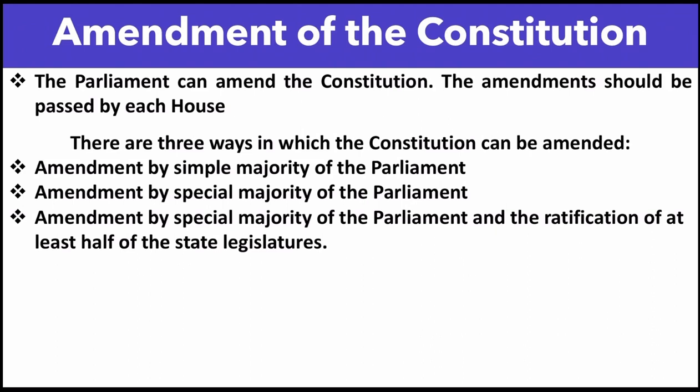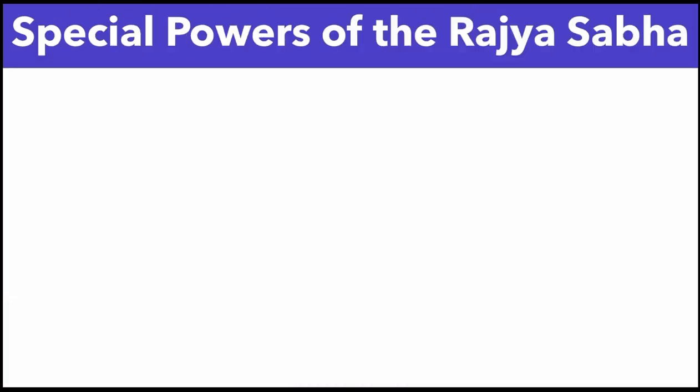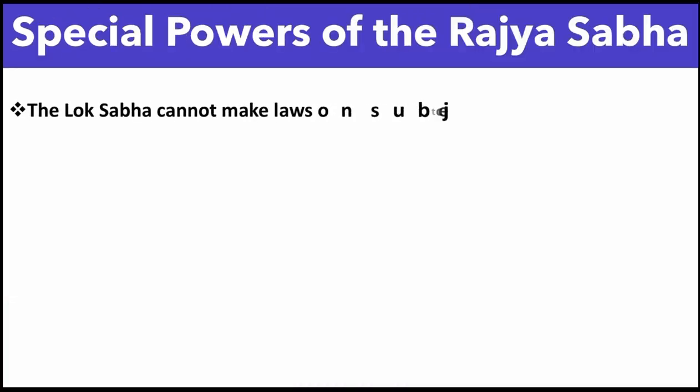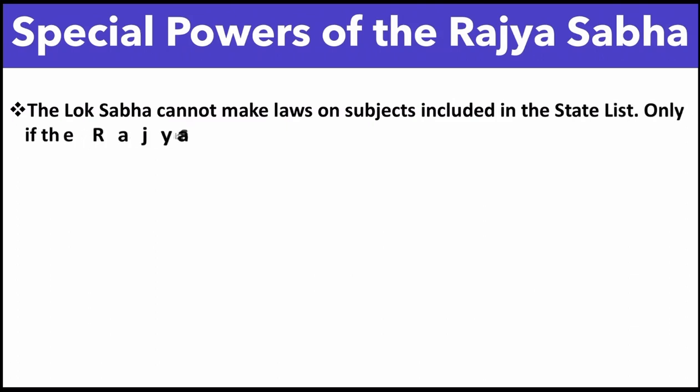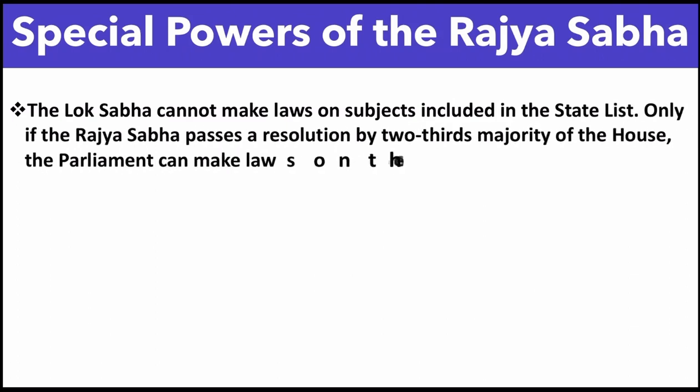Now let's understand the special powers or exclusive powers of the Rajya Sabha. The exclusive powers of the Rajya Sabha are: Number 1. The Lok Sabha cannot make laws on the subjects included in the state list. Only if the Rajya Sabha passes a resolution by a two-thirds majority of the House, the Parliament can make laws on the state list.